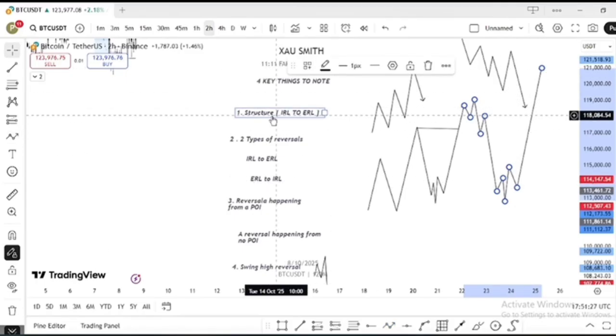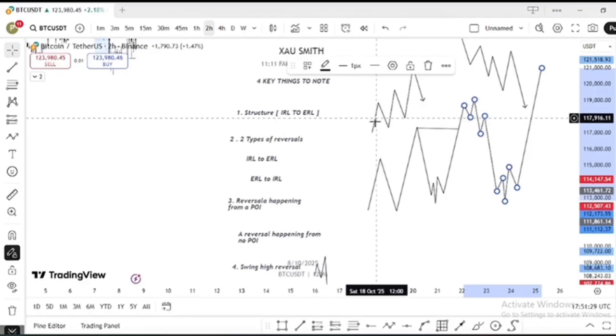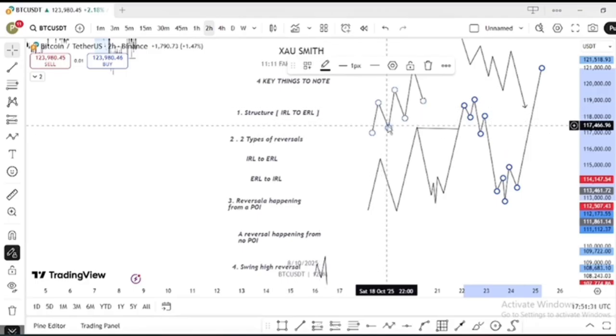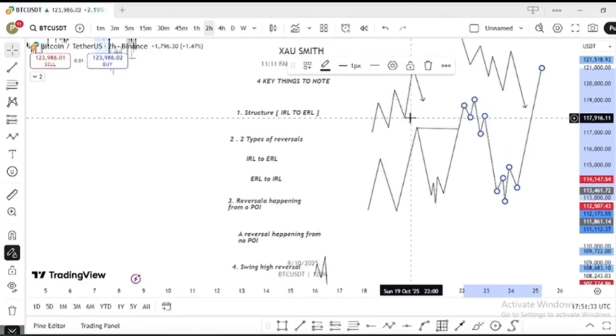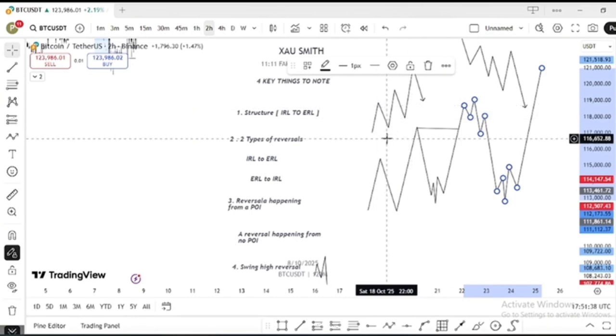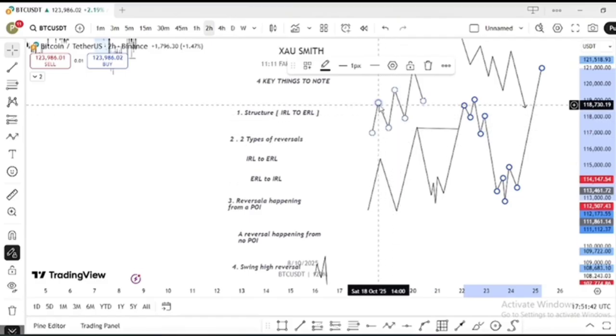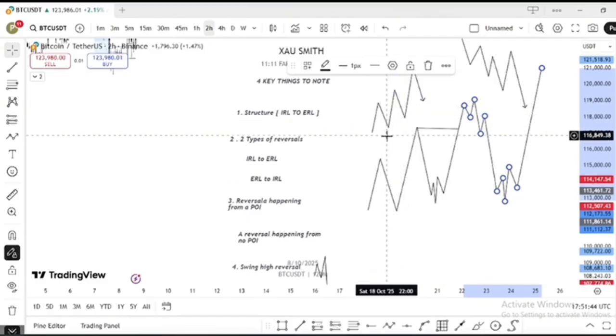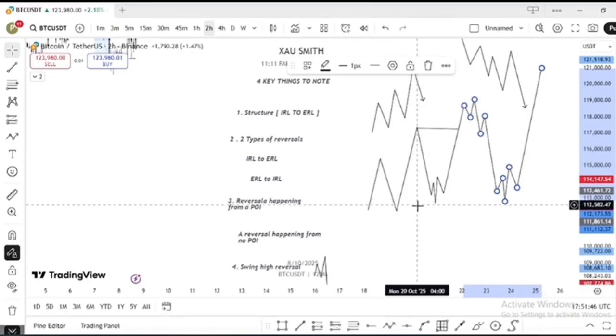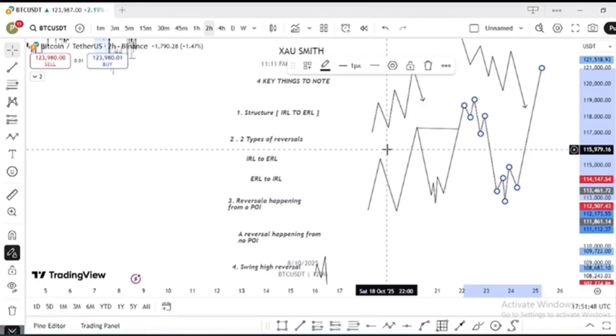At the beginning, if you even know what structure is, you know that the market moves from external range liquidity to internal, and internal to external. And if you ask what external range liquidity is, they are the all highs and all lows. And internal range liquidity is anything between the all high and the all low. It's more like a range. So it can be your order block, it can be your fair value gap, any of your points of interest is your internal range liquidity.